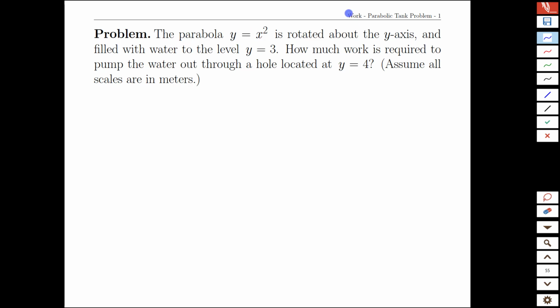In this video, we're going to do another work calculation. However, it's going to be made more interesting by the shape of the container. So what we have here is a parabola, y equals x squared. It's being rotated around the y-axis and then filled with water.